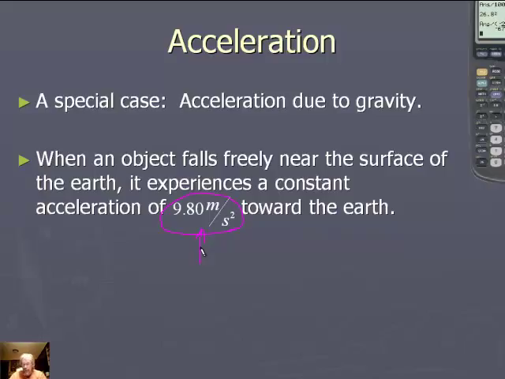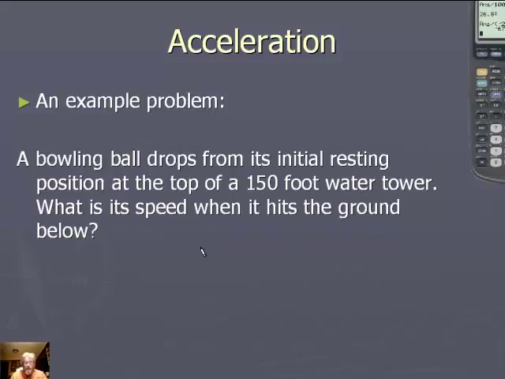Now, if it's a big fluffy object that has a lot of wind resistance, that's going to be modified a bit. But to make things simple, we're going to assume we don't have big fluffy wind-resistant objects, at least for now. So here's an example problem that involves free fall. A bowling ball drops from its initial resting position at the top of a 150-foot water tower.